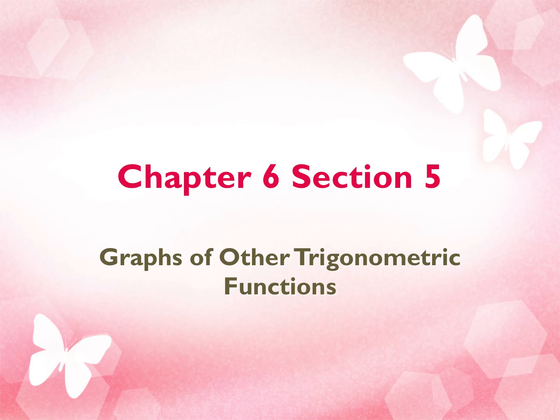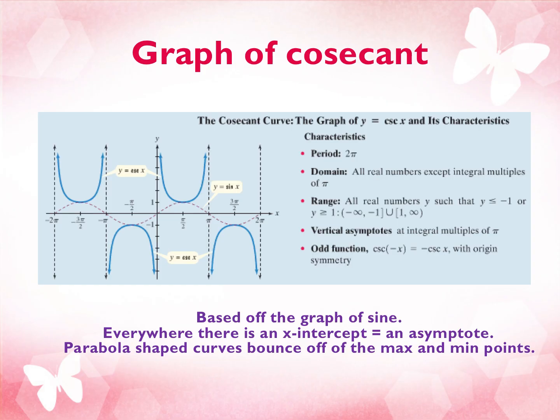So today we're going to cover Chapter 6, Section 5. The other trigonometric functions that we're going to graph today are going to be the reciprocal functions of sine and cosine. So we're going to be graphing cosecant and secant today. This is what the graph of the cosecant graph looks like. Remember, we're more familiar with seeing cosecant as CSC.